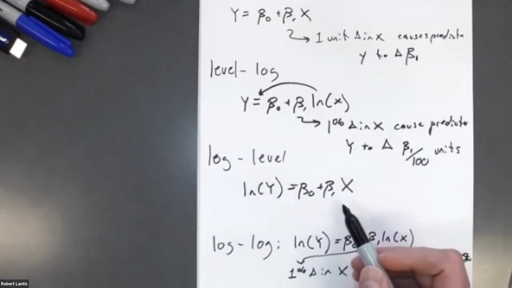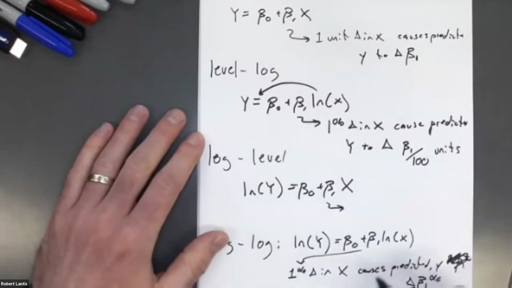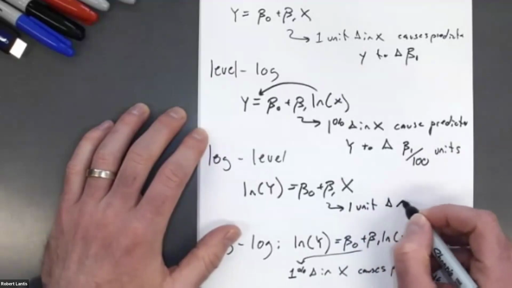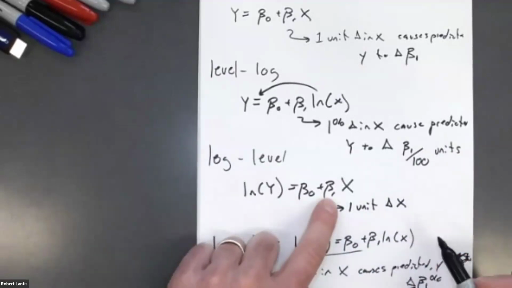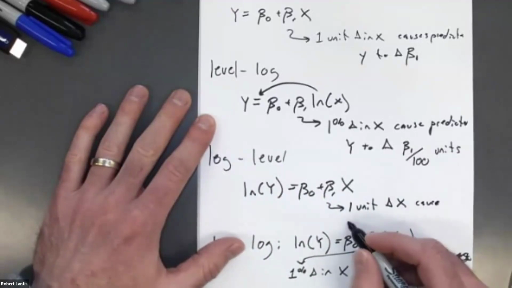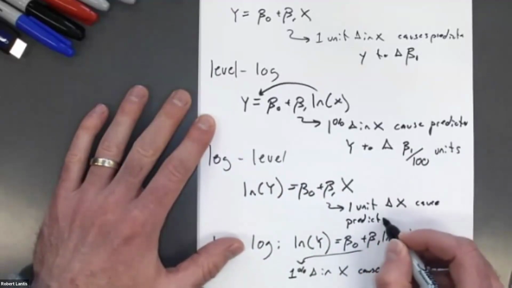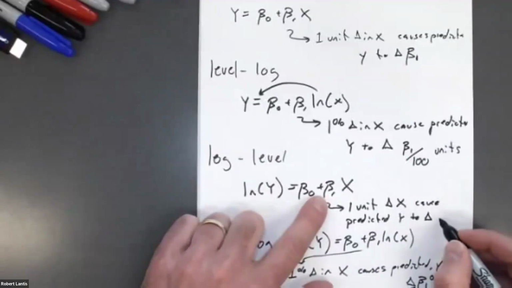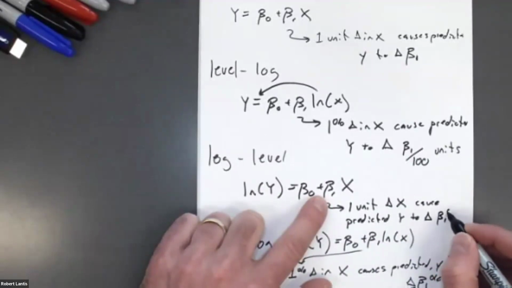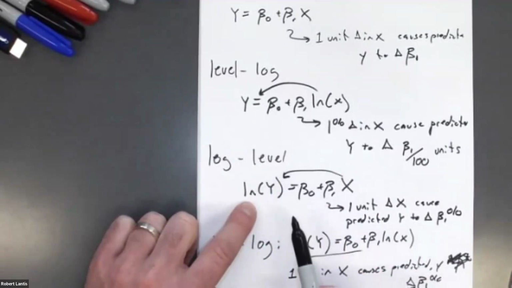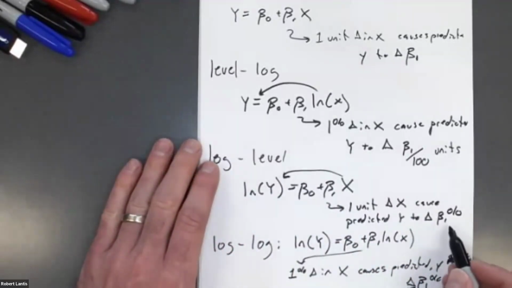If I'm working the opposite way, where I just have the level of X, it's going to be a 1 unit change in X. I didn't change that, right? It's still in levels, right? It is going to cause my predicted Y to change by what? Well, it's going to be beta 1%. But if I'm going from units to a percentage or probability to percent, what would I do?